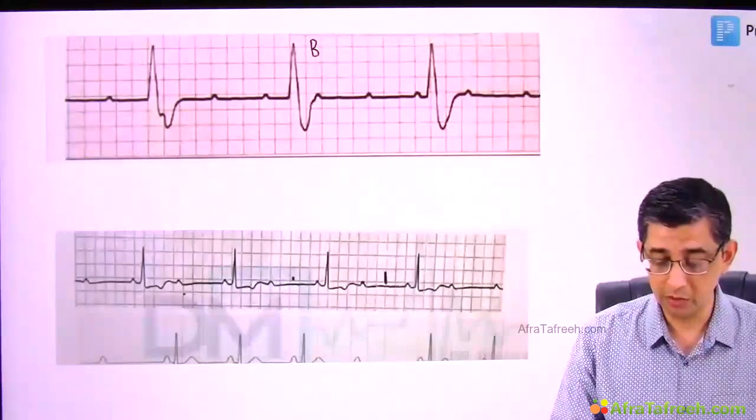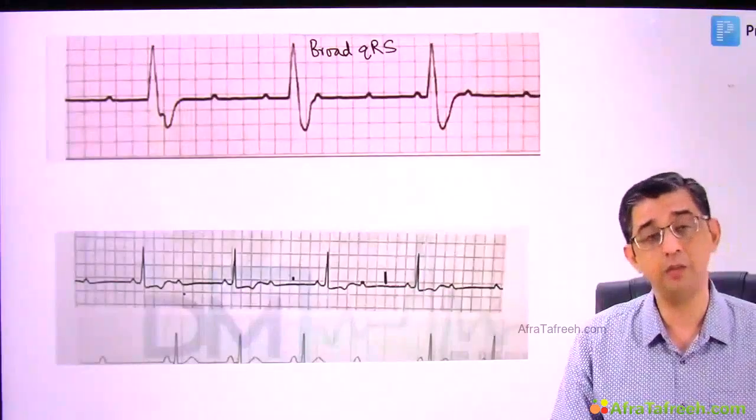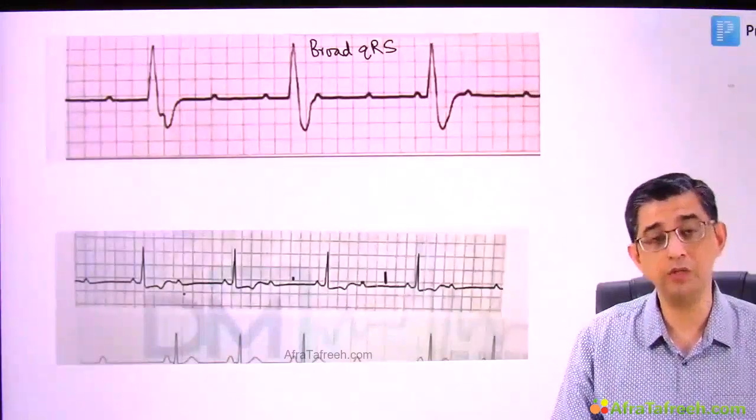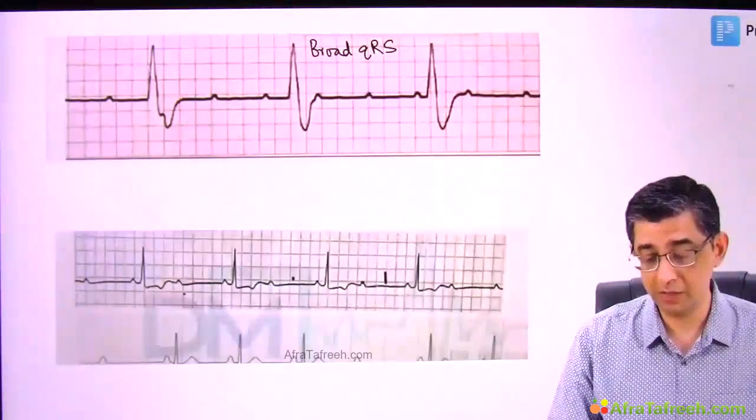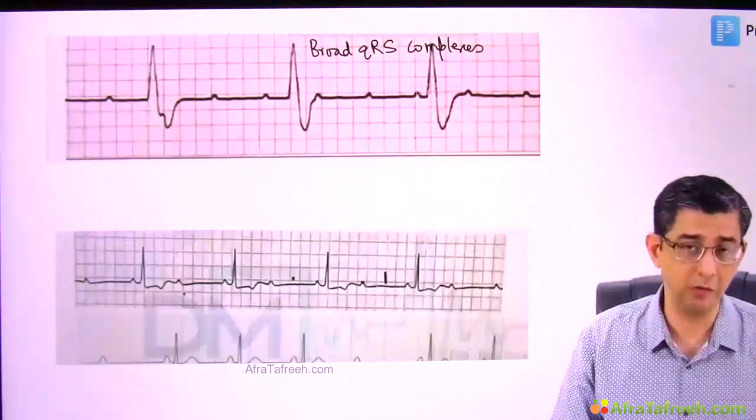The moment you notice these broad QRS complexes, you need to ask yourself, is this a tachyarrhythmia or a bradyarrhythmia? Because broad QRS complexes are also going to be discussed with respect to ventricular tachycardia, where the heart rate will be going up to the range of about 200.